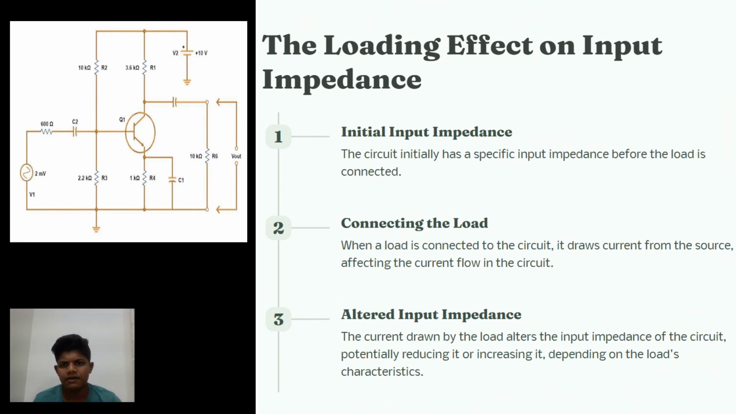The loading effect on the input impedance. Initial input impedance. The circuit initially has a specific input impedance before the load is connected. Connecting the load. When the load is connected to the circuit, it draws current from the source, affecting the current flow in the circuit. Then altered input impedance. The current drawn by the load alters the input impedance of the circuit, potentially reducing or increasing it depending on the load's characteristics.